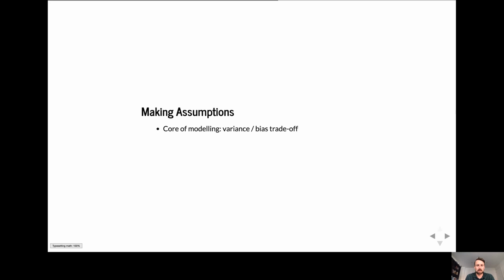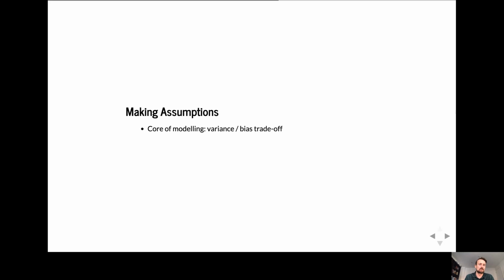So what do we do? We will start making assumptions. This is the core of modeling. It's thinking about your variance and bias trade-off. We want to reduce the variance in our estimates of the effects for a higher amount of impressions. But as we will see later on, we will introduce a little bit of bias by doing so.